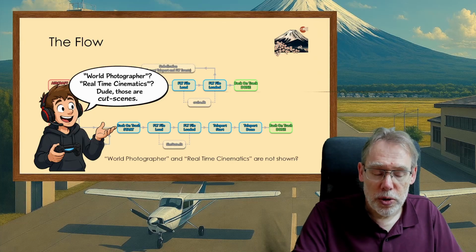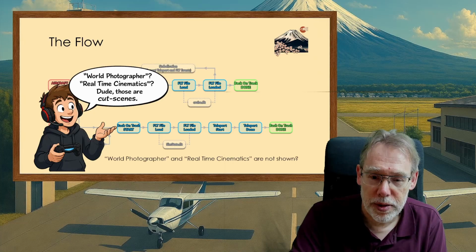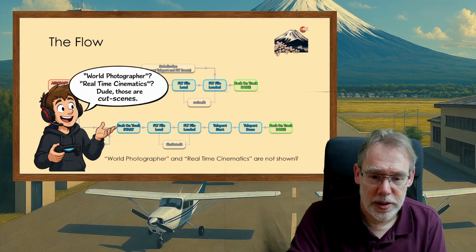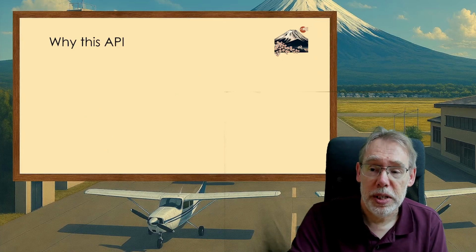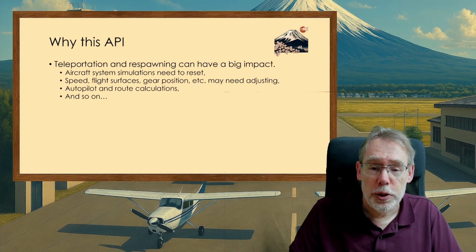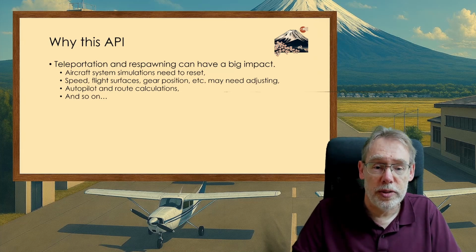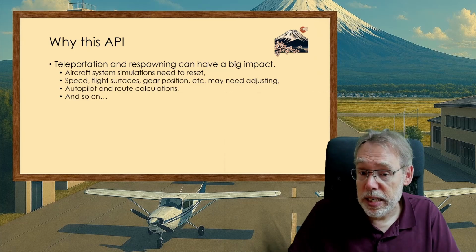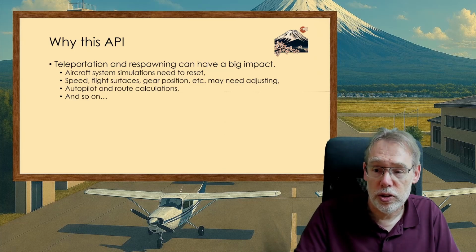So that's what this all is about, because it's going to do havoc with your aircraft if it's a very complex aircraft. And anyway, it's going to ruin the simulation at that moment, and you need to get back on track. So why this API? Well, teleportation and respawning, as I said, can have a big impact. So aircraft system simulations need to reset. Speed, flight surfaces, gear position may need adjusting. Autopilot route calculations need to be redone, and so on and so on.